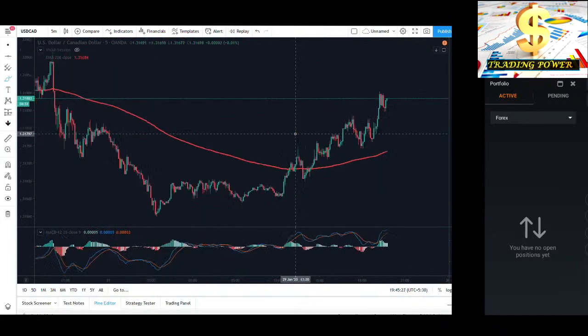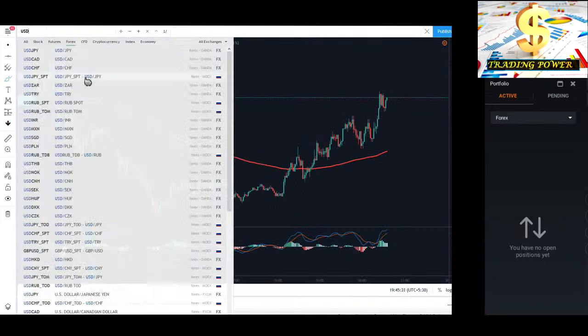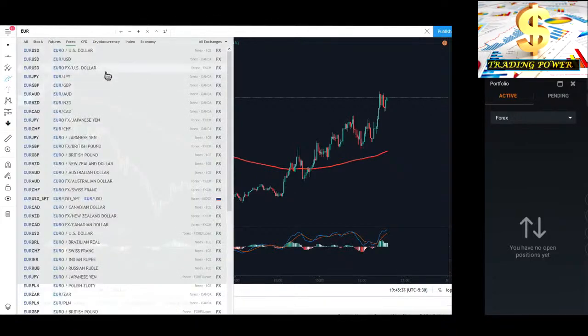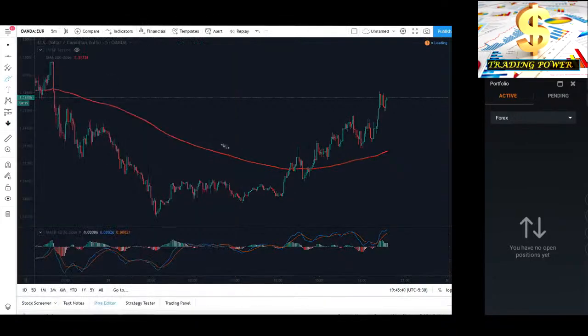Furthermore, I think this chart looks overextended and may fall down to give a proper pullback. Then we can think about taking a buy entry on this chart. Right now, I will stay out of this chart. Let's look at a few more charts to find a good setup.